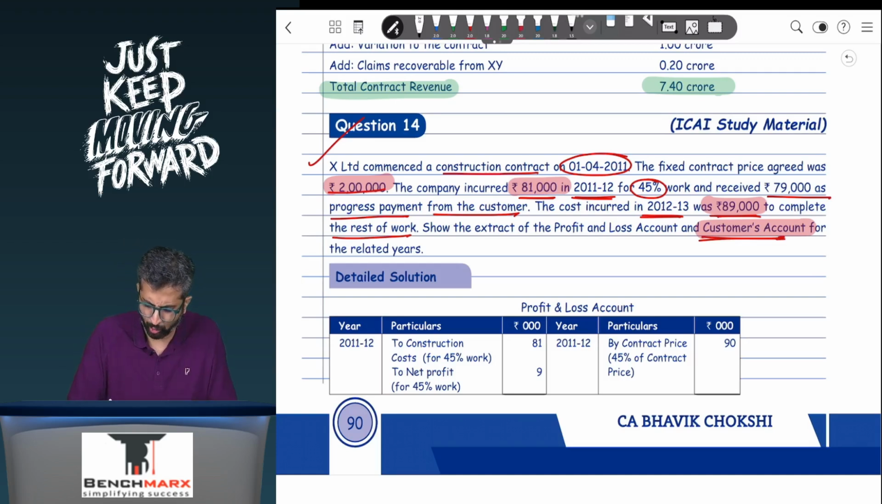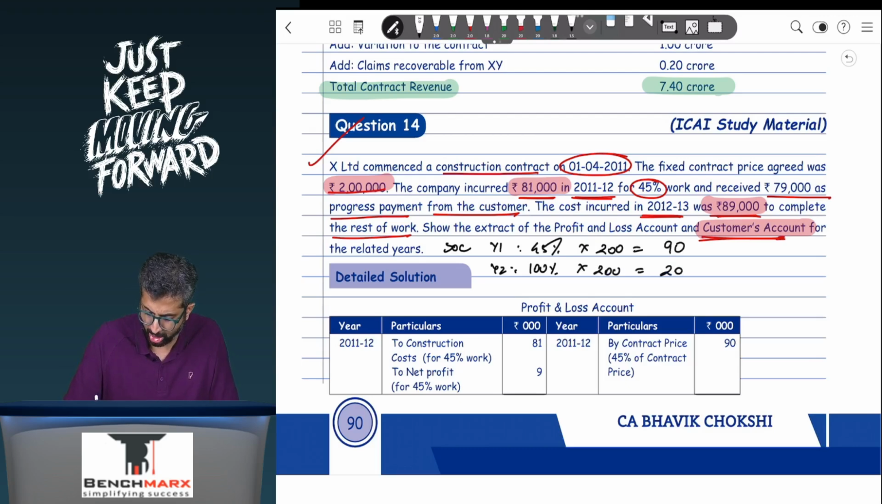So if I want to find the profit and loss, I need to find the stage of completion in year 1, which is given to me as 45%. This is given. And in year 2, the entire contract is completed. So this is 100%. So if I want to find the revenue, 45% of 2 lakhs, that is 200,000, that comes to 90. And 100%, this is equal to 200 minus 90, so 110. So this is your contract revenue.